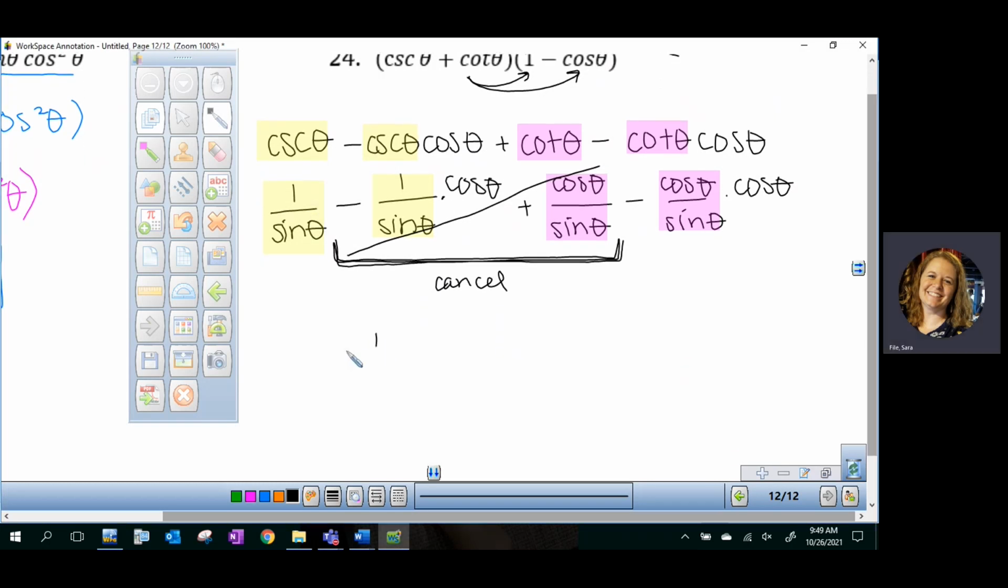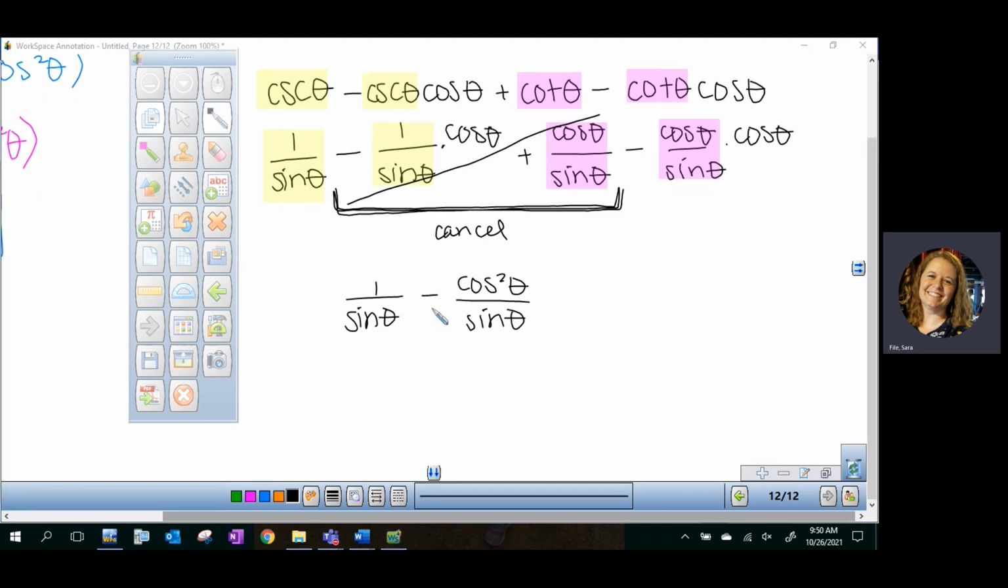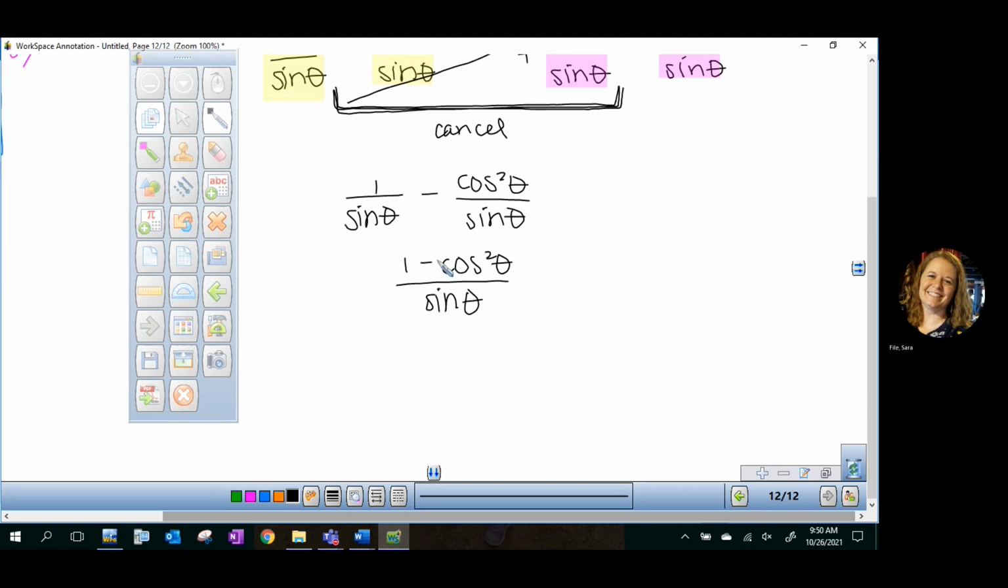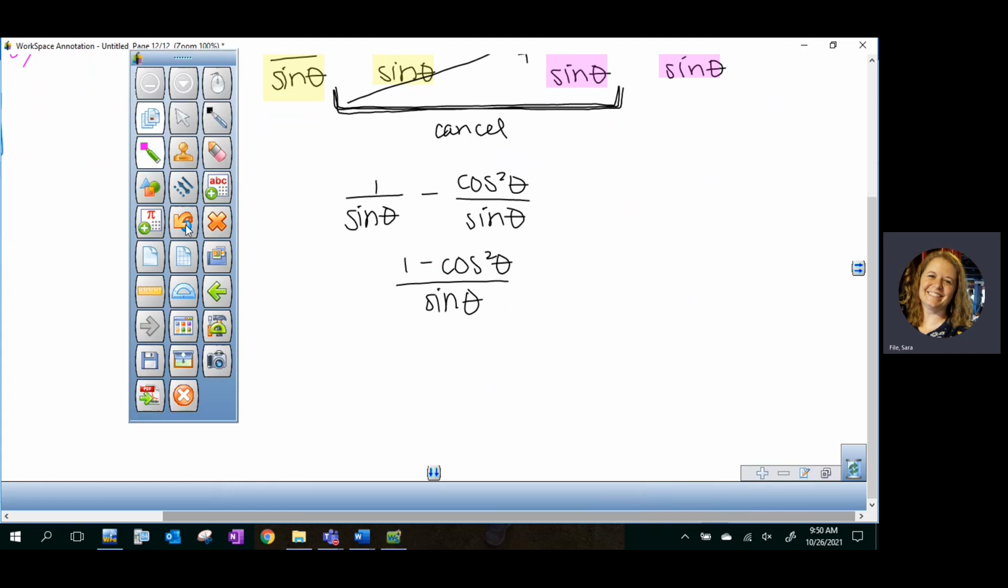So I have 1 over sine minus, what's cosine times cosine? Cosine squared over sine. Now I've got a common denominator, so I can go ahead and combine these. So it's 1 minus cosine squared over sine. 1 minus cosine squared is sine squared. The Pythagorean identity.